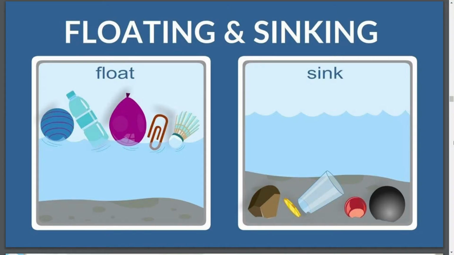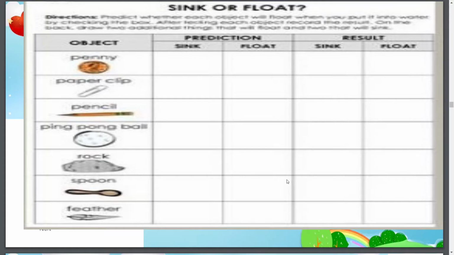So floating and sinking, you might have known or heard of it. Float means floating on the water. Here there is an activity. A penny means a coin. Of course it sinks. Paperclip, it won't sink. Pencil would probably sink. We don't know, it depends on which type. Ping pong ball, it'll float. A rock would probably sink. A spoon, it's metal, not wood, so it would sink. If it's wood, it would float. A feather will float.